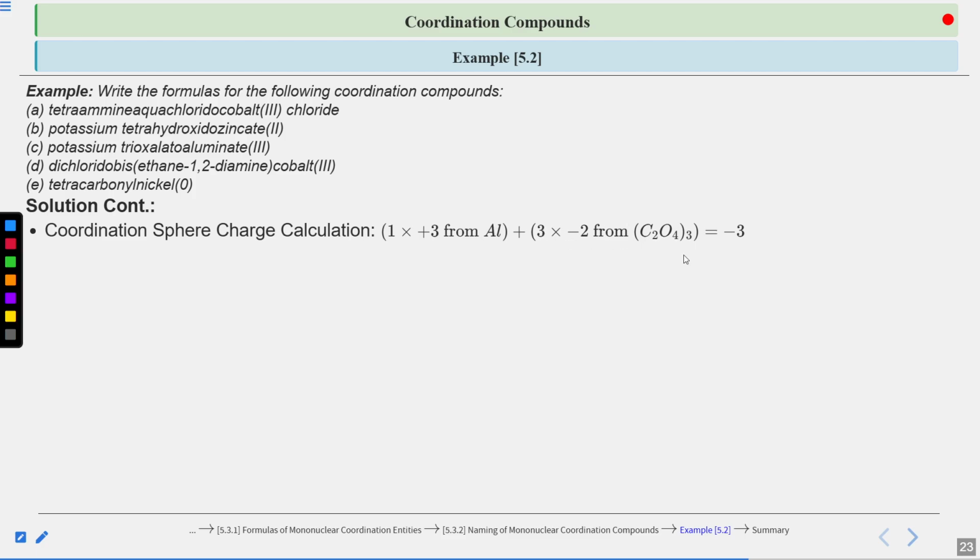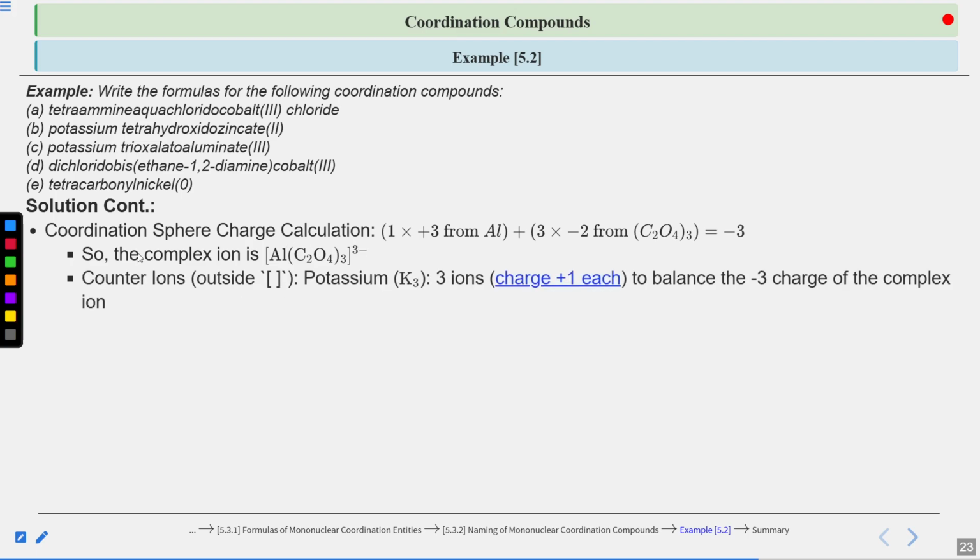Plus 3 times -2 from the oxalate ligand. Okay. Because we have 3 oxalate ligands and each carries -2 charge, so 3 times -2. When you add it, +3 -6 will be -3. So the coordination complex ion is going to be [Al(C2O4)3] with a 3 negative charge. The counter ions present outside of the bracket will be potassium, because it is already present in the name; the name starts from potassium.